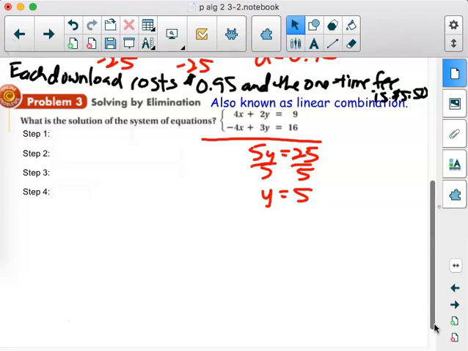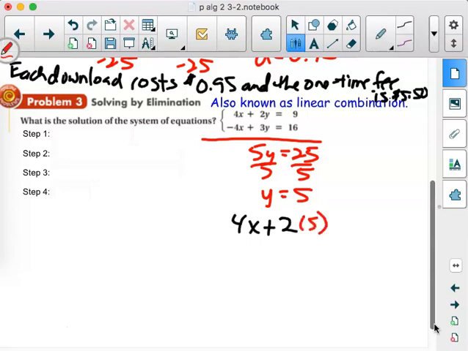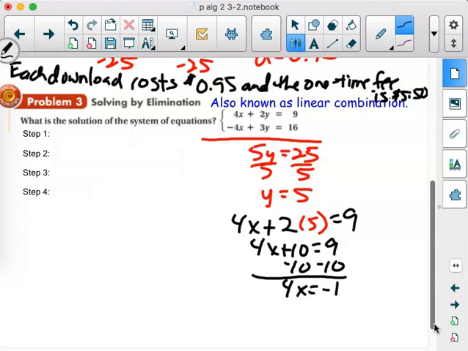So I'm going to use the top one, and I'm going to put the 5 in. So I'm still substituting, just not as much as with the substitution method. And like I said, I have more work I have to do for the second variable. So this will be 4x plus 10 equals 9. And I will subtract 10 from both sides and divide by 4.